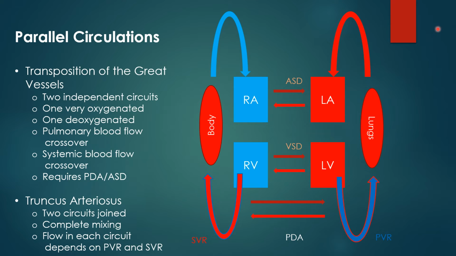So looking at this a little closer, you have parallel circulations. Along with the truncus arteriosus, which we'll talk about a little bit later on, transposition of the great vessels has two independent circuits, as we can see here. It's got one that's very oxygenated, one that's completely deoxygenated, and then pulmonary blood flow crossover across an ASD or a VSD. And then again, the shunt is left to right and right to left. It just kind of depends on what you do with the pulmonary vascular resistance and the SVR. And again, you can also have a PDA in here somewhere.